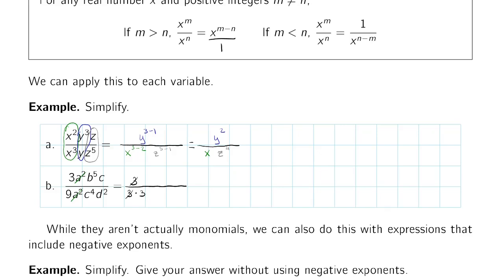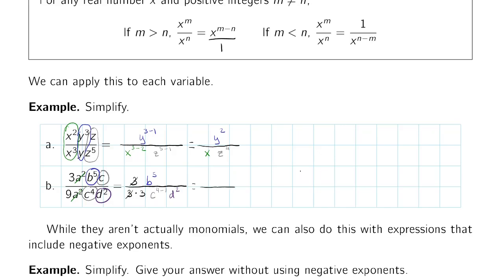Next, I'm going to look at b. B appears only in the numerator. Nothing cancels with it. I'll have a b to the fifth in the numerator. Looking at c. C appears both in the numerator and the denominator. The larger power is in the denominator. So in the denominator, I'll have c to the power 4 minus 1. And then d appears only in the denominator. Nothing to cancel with that. I'll have d squared in the denominator.